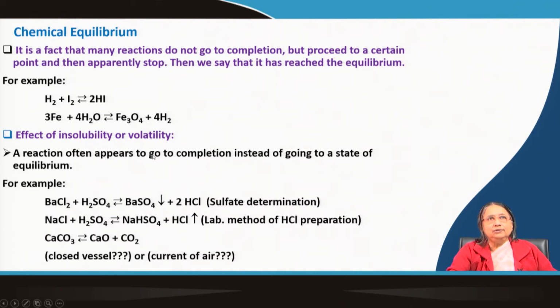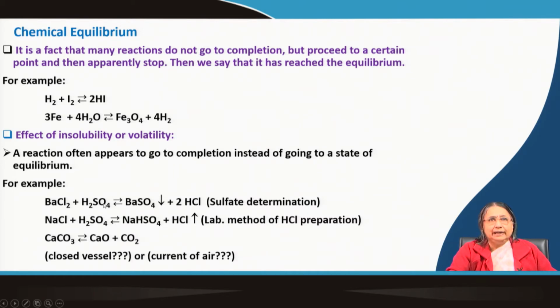A reaction often appears to go to completion instead of going to a state of equilibrium. How can it be made? This is the question. For example, barium chloride with sulfuric acid, if it reacts, then barium sulphate is produced. This sign is the sign of precipitate. That means, in this reaction, barium chloride when it reacts with sulfuric acid gives barium sulphate, which is precipitated, and also it produces HCl.